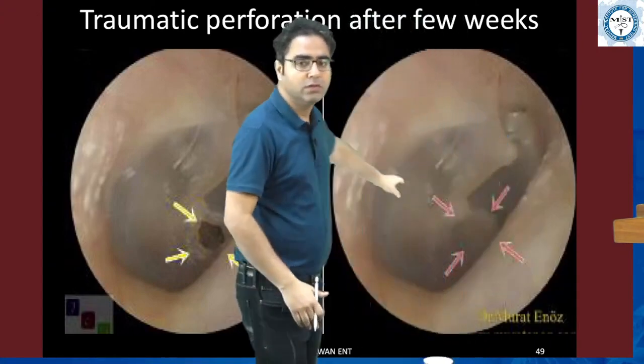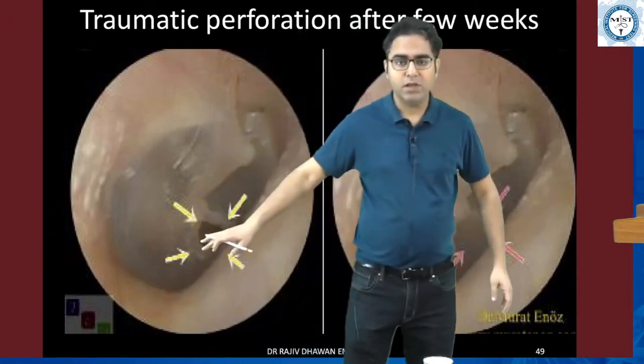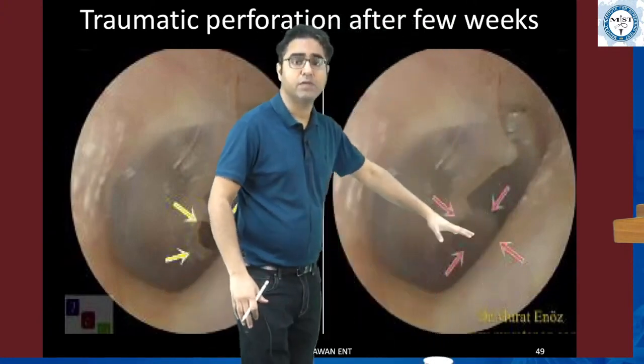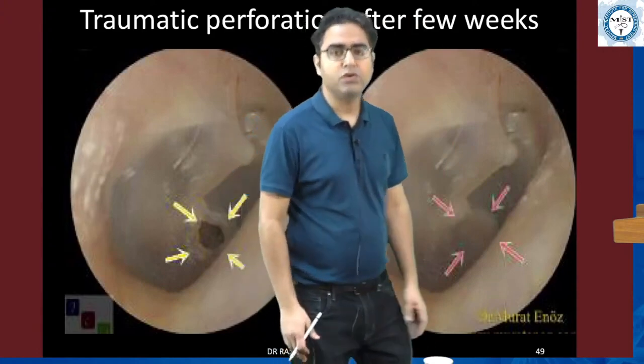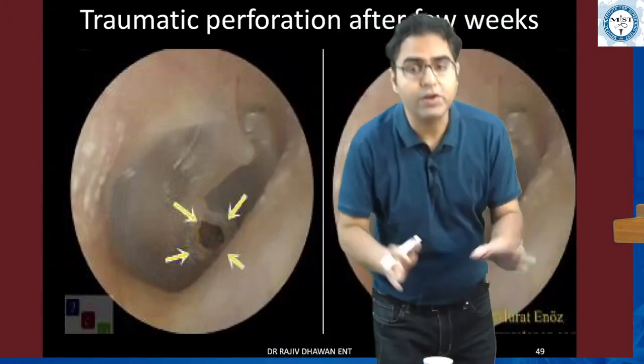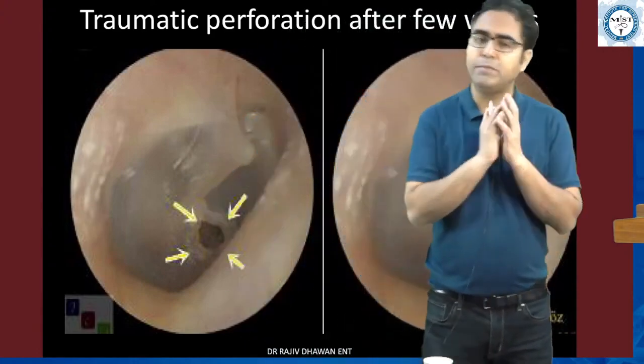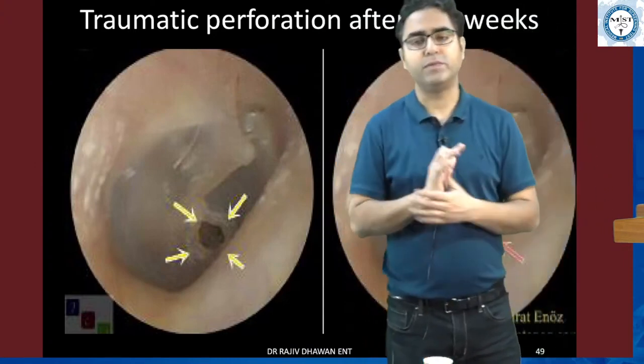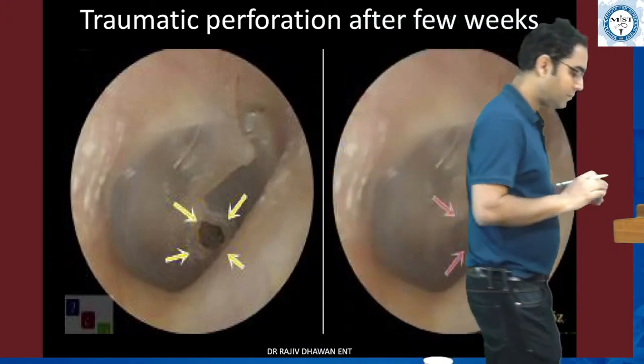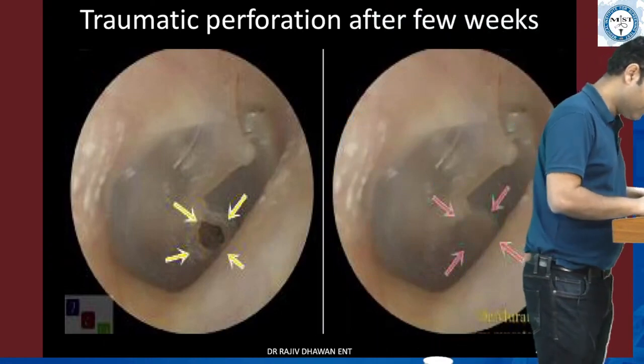Okay? So, this is the traumatic perforation. After a few weeks, it's a healed perforation without any treatment, beta. So, the treatment of choice of traumatic perforation is conservative treatment, no treatment required. Just keep the ear dry. Don't even put any ear drops, beta. Okay? Chalo. Now, let's go further, beta.